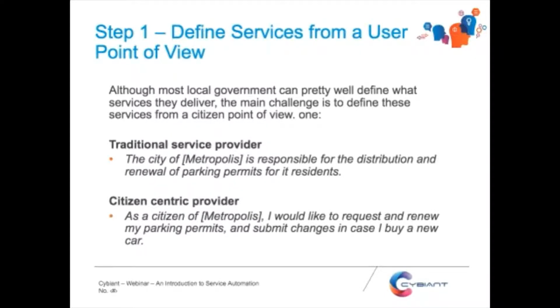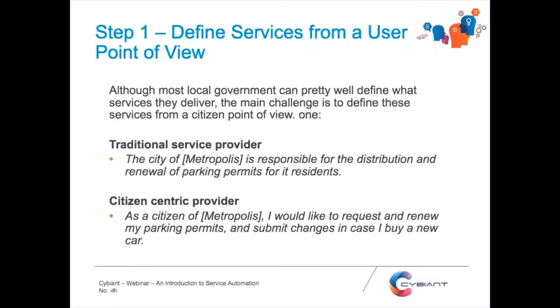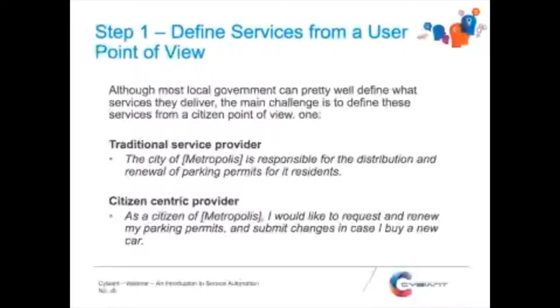So let's review a specific example here. In a traditional service provider, for example, we see that they are responsible for the distribution and renewal of parking permits for its residents. That is a phrase that we found in an original service catalog, something that the city does for its citizens on a day-to-day basis. However, if we now translate that particular service into a user-centric view, meaning you as the user would like to do something, it starts to look a little bit different. It starts to look like this.